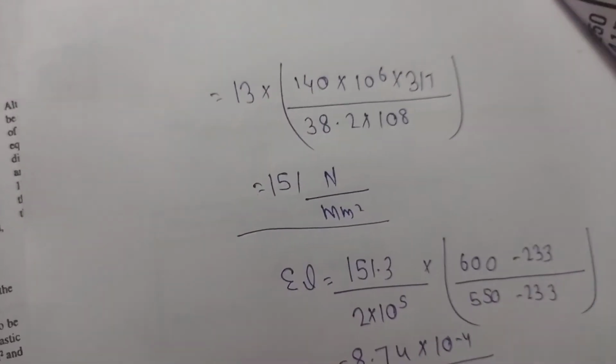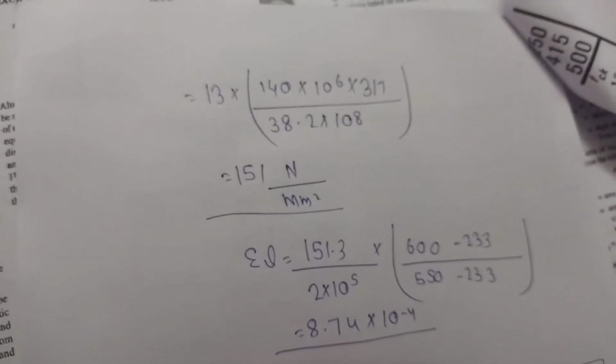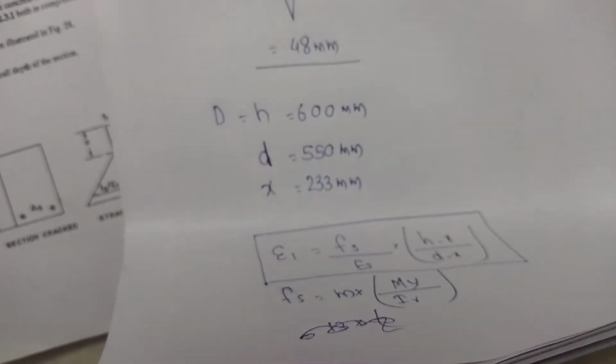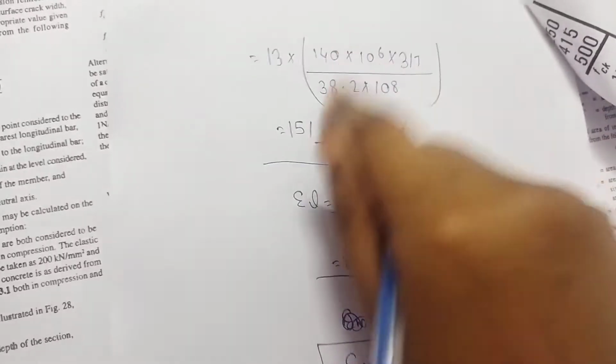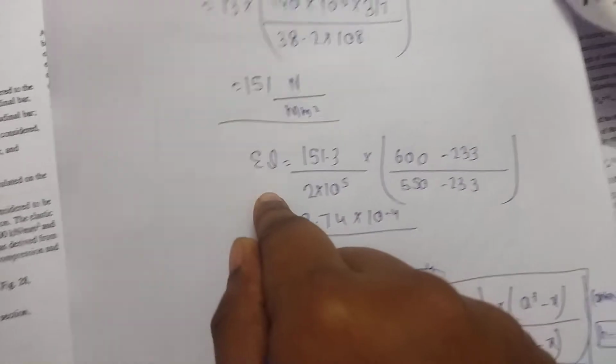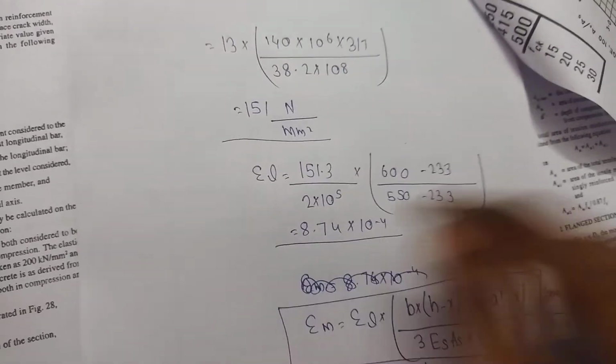So m is 30. The moment is given in the question as 140 into 10 raised to 6, and the y equation is as we already calculated in the deflection question, and IR we already calculated. Then substitute in this equation, and we get the epsilon L value.